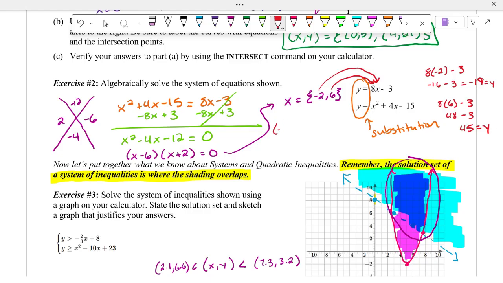So I would say that the set xy is equal to the points negative 2, negative 19, and 6, 45. So in other words, these would be our points of intersection.